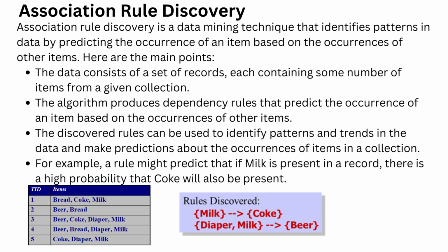For example, a rule might predict that if milk is present in a record, there is a high probability that Coke will be present. Or it might predict that if diaper and milk are present in a record, then there is a high probability that beer will also be present.